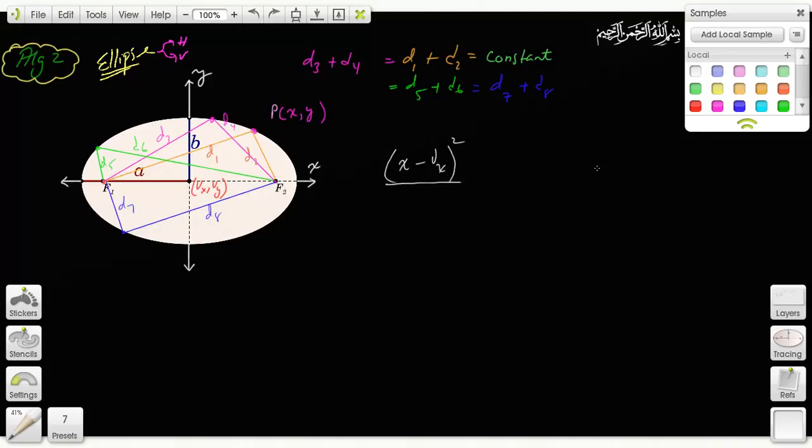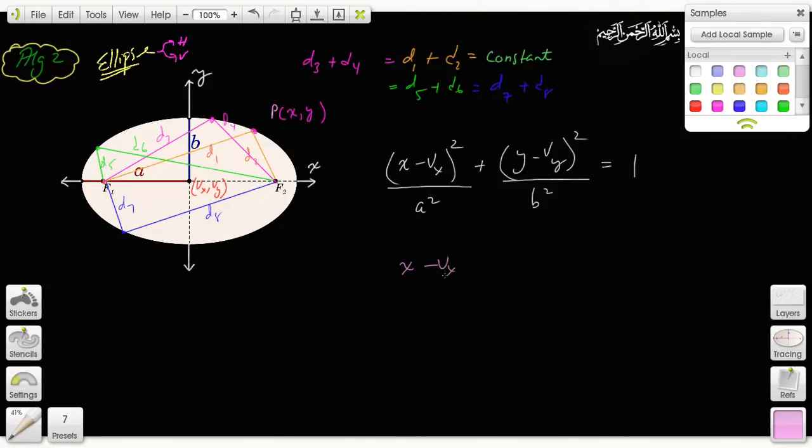Okay, let me rewrite this and just do this together, and you'll notice x minus Vx squared over a squared plus y minus Vy squared over b squared equals 1. Now, compare this to the equation of a circle. Okay, x minus Vx squared plus y minus Vy squared equals r squared. So it's very similar, but the denominators are different here, and there's a 1 over here.